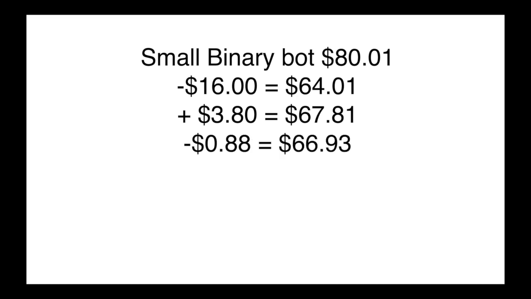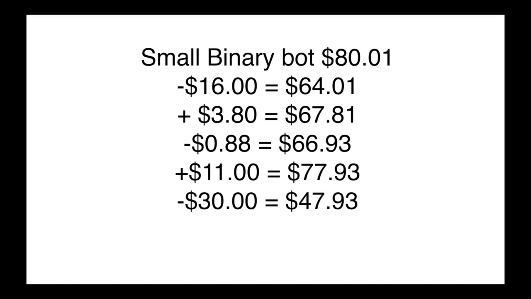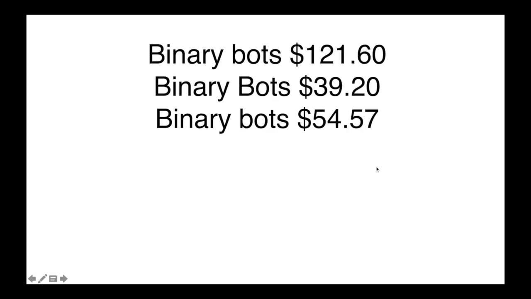Then we had that minus 88 cents, which took my profit back down to 66.93. Then I had some more pluses that added up to $11, which took my profit up to 77.93. Then I had a minus of $30, a loss, which took my profit to 47.93. And then I had some more profits, which was another $6.64, got my final profit there of $54.57.